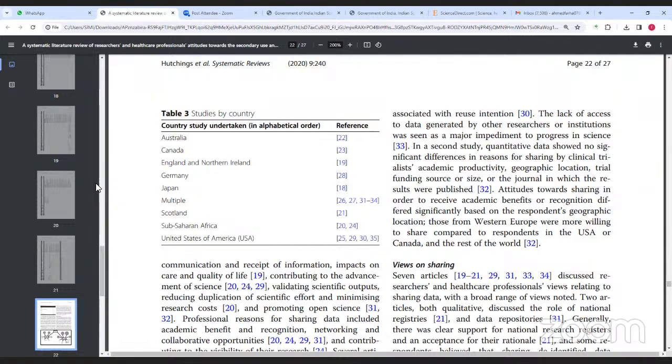The countries, United States. No sir, it is the reference given. The majority of studies are multiple sites, and United States of America one. Yes, sir, many articles are there. Reference 25, 29, 30, 35. This is the number of the reference, the serial number. Okay, but the majority have been taken from multiple sites and the USA. That is like 3 to 4. Okay, country where the study was undertaken. It is in alphabetical order.